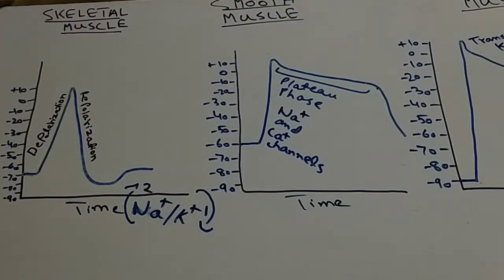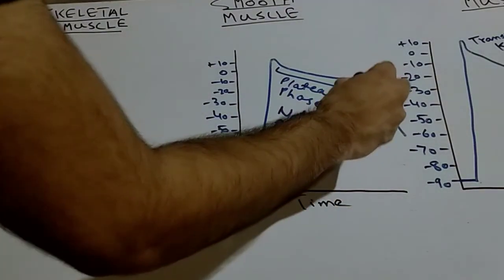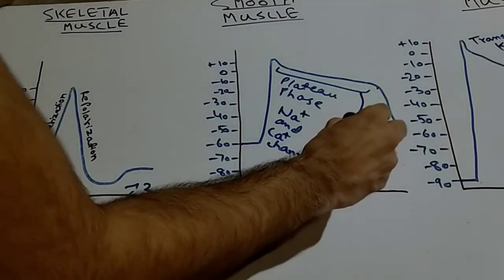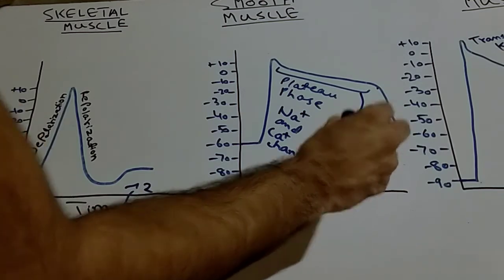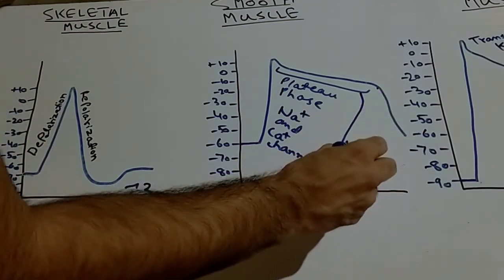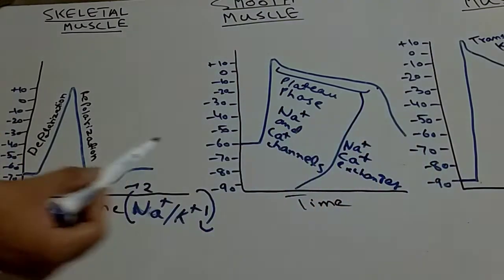Now here what happens? In order to maintain the balance, there are two types of channels. Talking about, first of all, we have the sodium and calcium exchanger. Now what is the function of the sodium calcium exchanger?